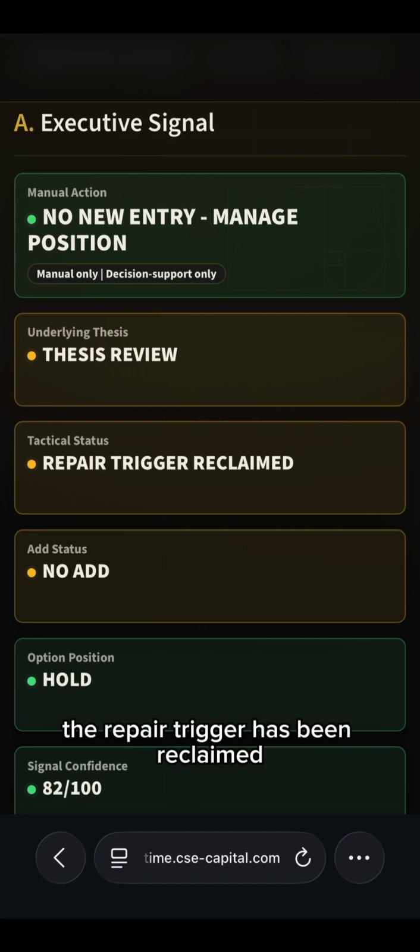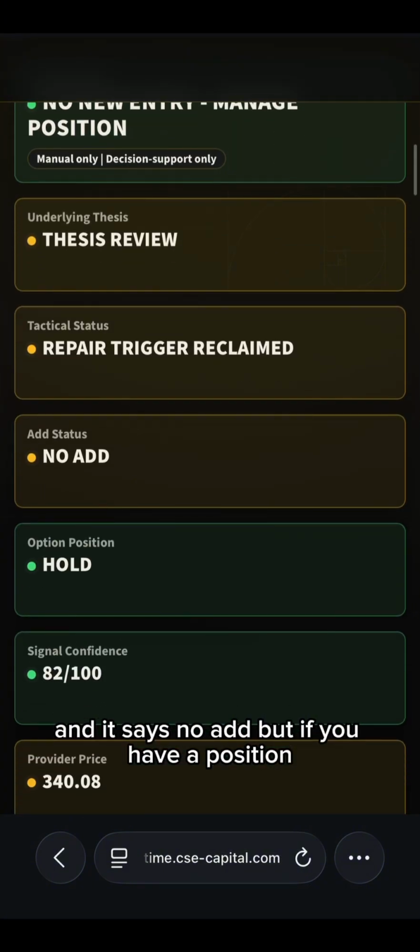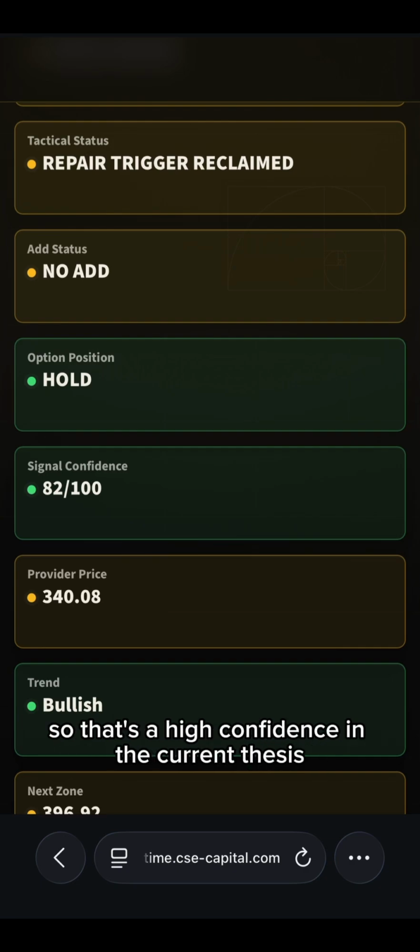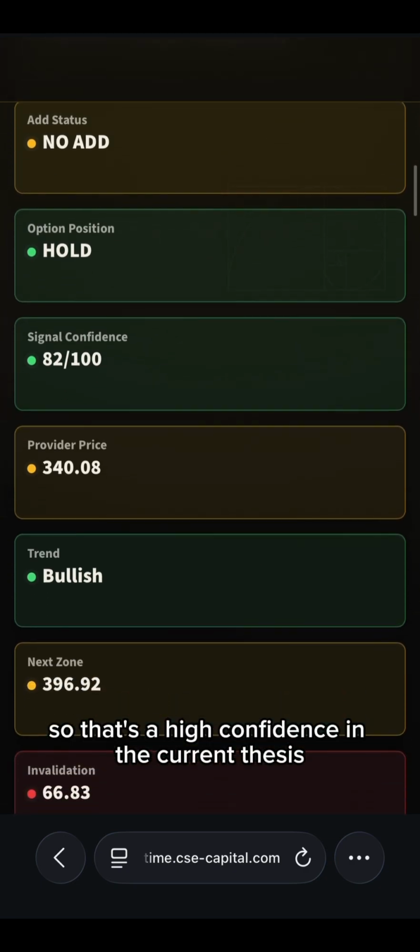The repair trigger has been reclaimed and it says no add, but if you have a position, hold your position. The confidence is 82 out of 100, so that's a high confidence in the current thesis.